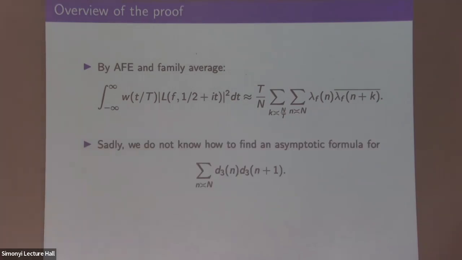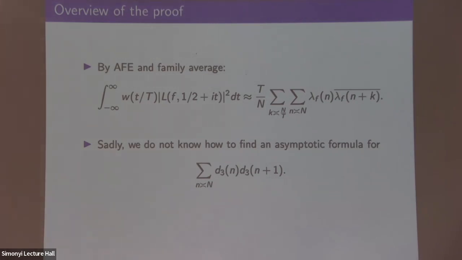Okay, so the sad news is that we don't know how to solve the shifted divisor problem for D3. We don't know how to get an asymptotic, or even a bound on... okay, we can bound this, but we don't know how to get an asymptotic for D3 of n against D3 of n plus 1. And we've been stuck on this forever.